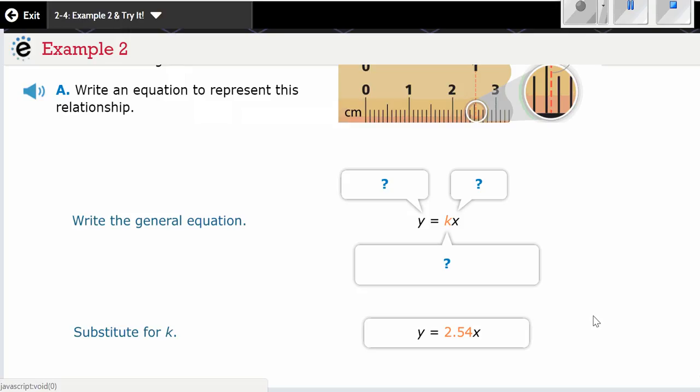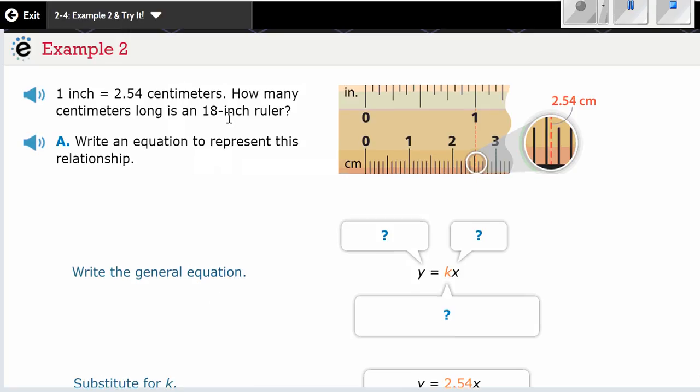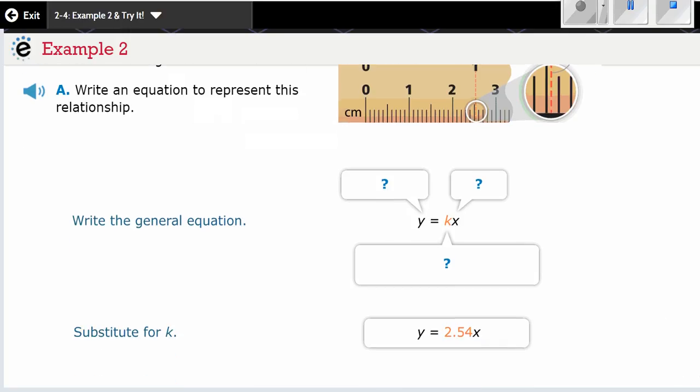So because 2.54 is that constant of proportionality, we're able to just put that there, and now we can start plugging in whatever we want for x and y. If we know the inches, we can plug inches in. If we know the centimeters, we can plug centimeters in. Whatever the problem gives us. In this case, it says we have an 18-inch ruler.